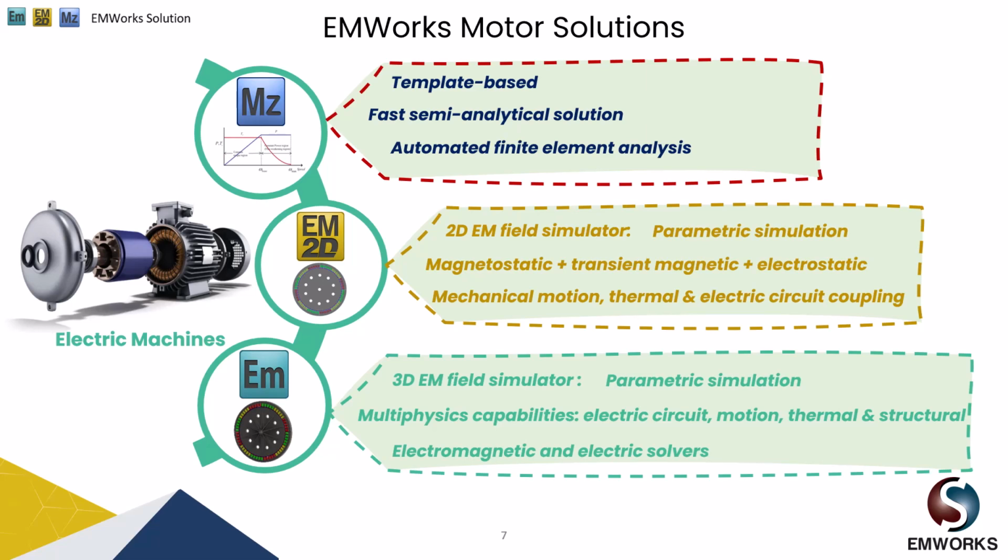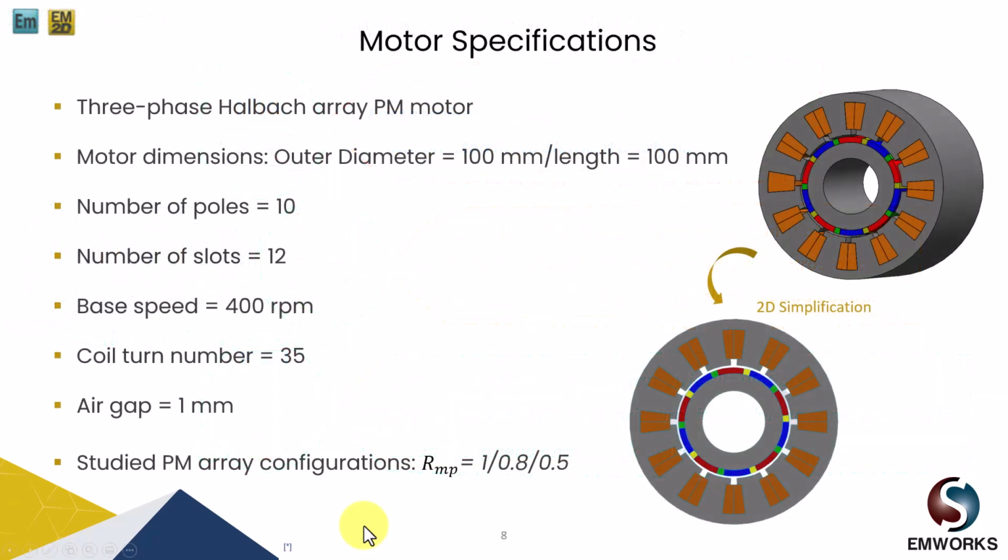So in today's webinar, we will be using EMWorks 2D to simulate our Halbach array PM motor. So here are the specifications that we are going to use today for analysis. Basically we are going to simulate a 3-phase PM motor having a fixed stator for all the three models that we're going to simulate, having an outer diameter of 100 millimeter with a stack length of 100 millimeter, so that there will be a fair comparison since we're just going to play with the magnets.